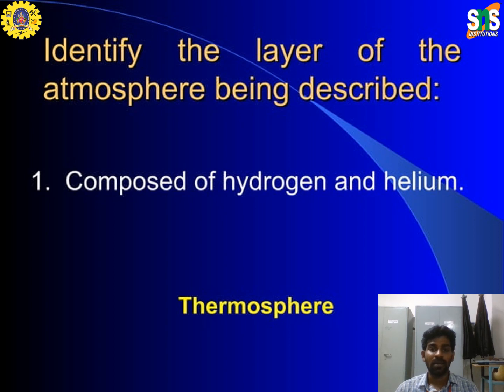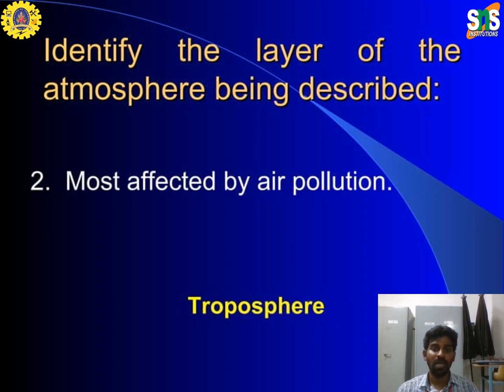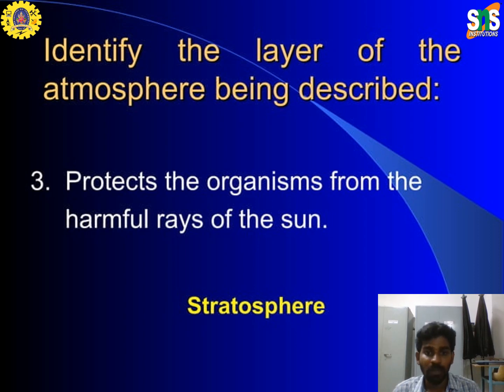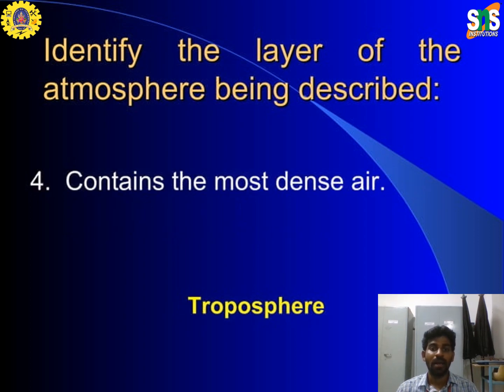The layer composed mostly of hydrogen and helium is located in the thermosphere. The layer most affected by air pollution is the troposphere. The layer that protects organisms from the harmful rays of the sun is the stratosphere. The layer that contains the most dense air is the troposphere. The level between regions is the gap from one region to another.